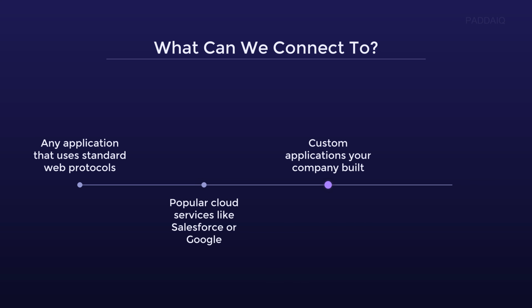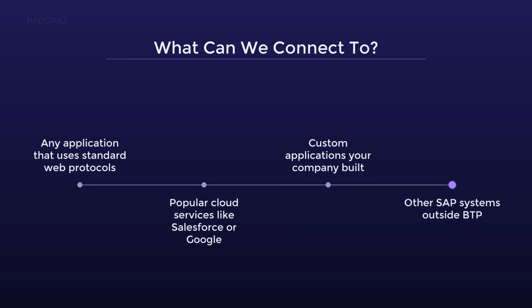Custom applications your company built. These are unique software solutions developed internally to meet your specific business needs. For example, a custom mobile app your team created for field technicians to report job completion. Connecting it to SAP BTP allows seamless data flow and extends its capabilities. This integration ensures your proprietary tools work efficiently within your broader digital landscape.